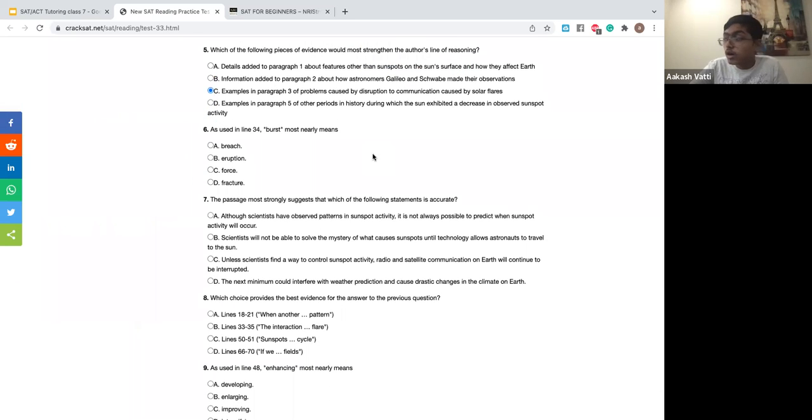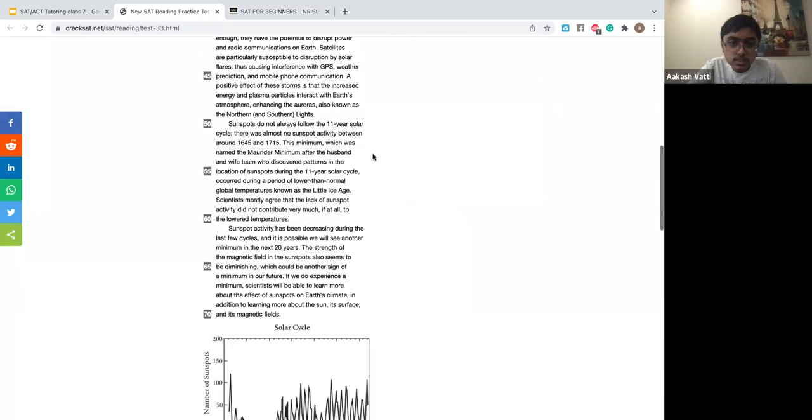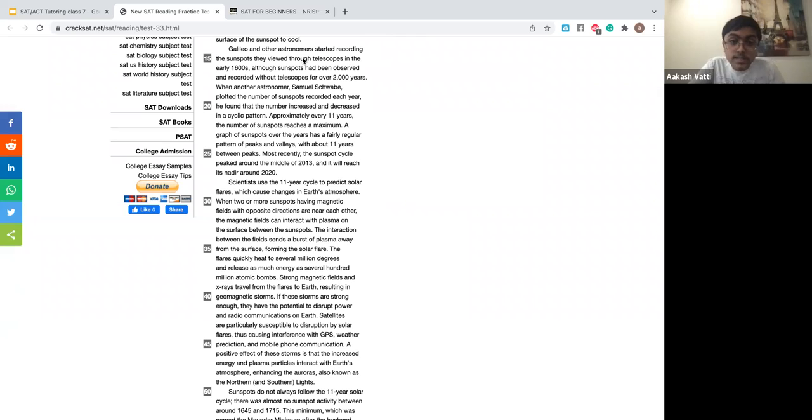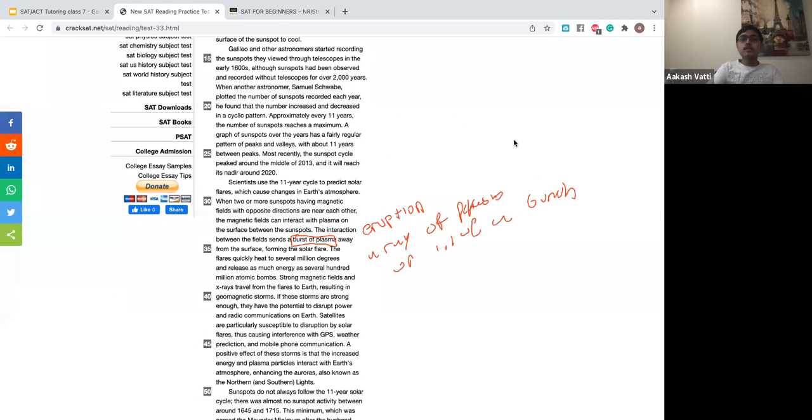All right, 6. As used in line 34, burst most nearly means... line 34 says it sends a burst of plasma. So that should mean a ray, or a bunch of plasma out into space. So maybe an eruption, or a ray of plasma, or a bunch of it, something like that.